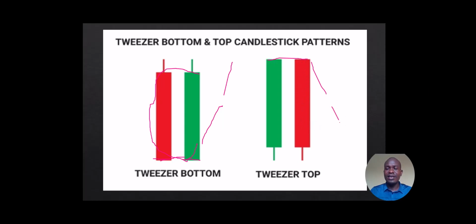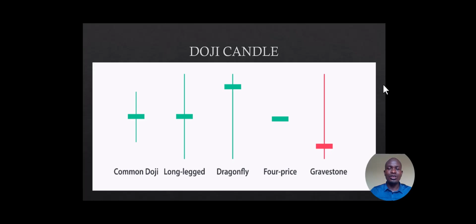Now we have the last but not the least, the doji candle. The doji candle has different forms and different shapes. The first one is the common doji, which has a small body in the middle and a strong wick up and down. Now the same thing, small body, this is the long-legged doji, with a longer wick up and down.